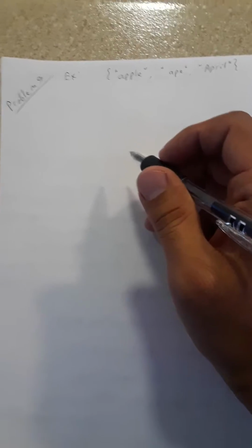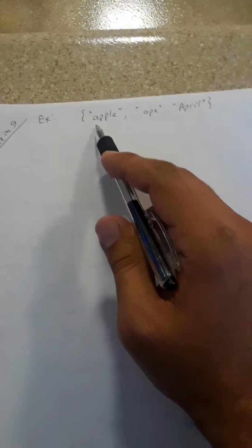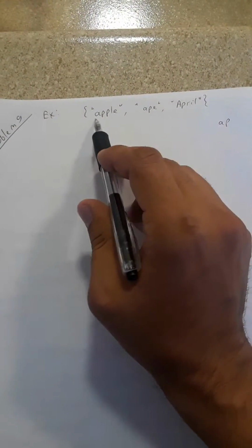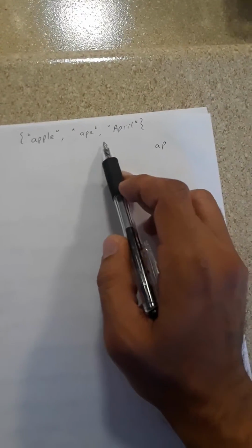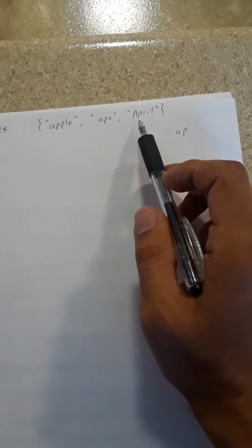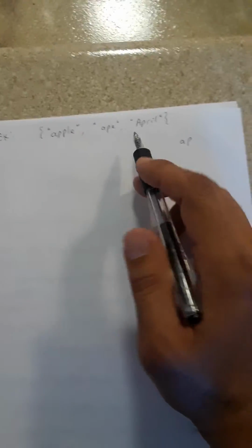Hello, here is problem number 9, and in this problem we have to find the common prefix of all strings in a given array. For example, for this particular given array of strings, the common prefix will be AP. And we need to consider that the common prefix will be equal even if there is a lowercase or uppercase.